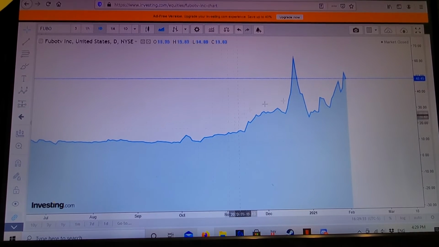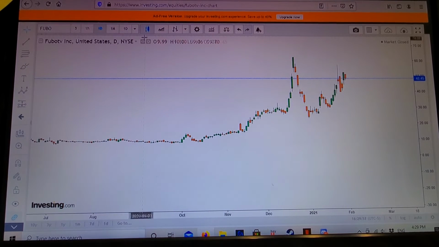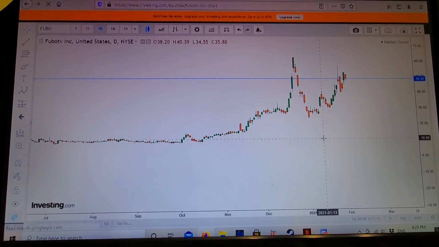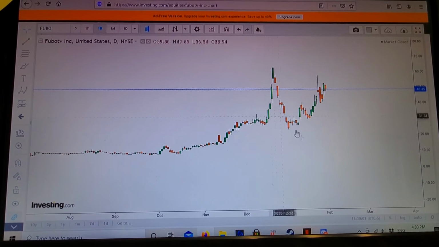So first of all, I don't like the smooth one. I find it easier to read with the candles, this setting. So you get all these candlesticks. Green ones are up days, red ones are down days. So first thing you want to do, I look for the first impulse that goes up.